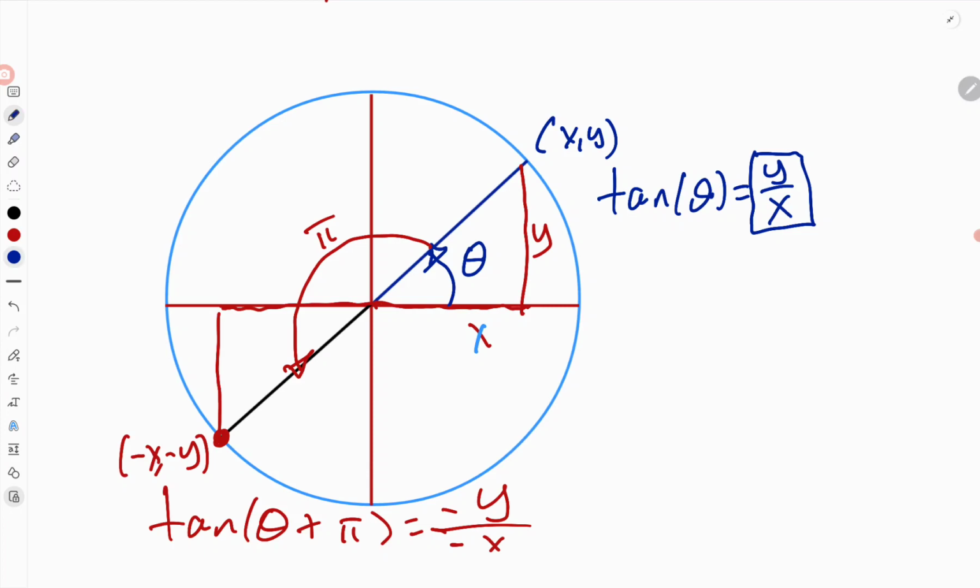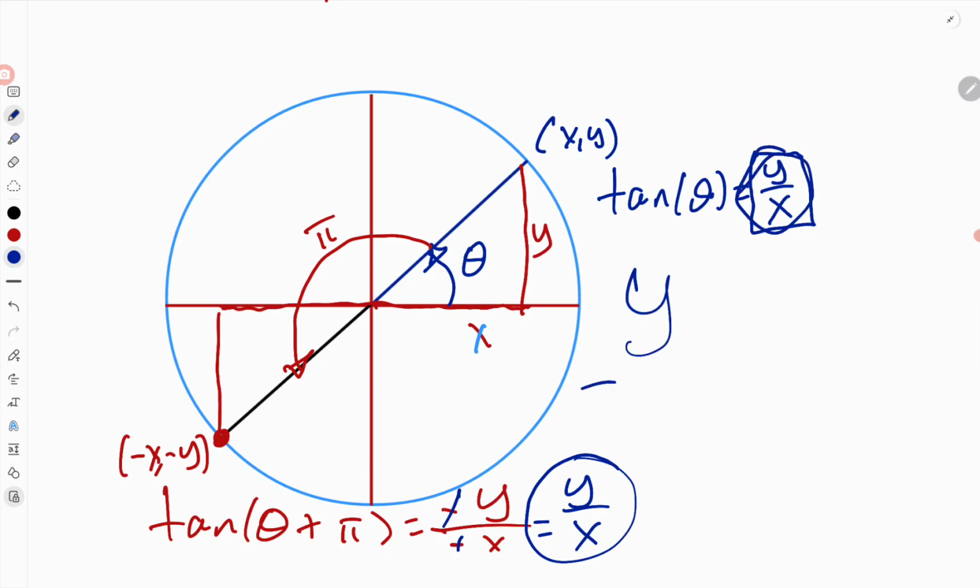But what happens in this case, right? The negatives cancel, don't they? And you just end up with y over x. So that's important to understand because that means something important. It means this fraction is the same as this fraction. They both end up being y over x. So for each y and x, where this thing is well defined, you have exactly the same number.